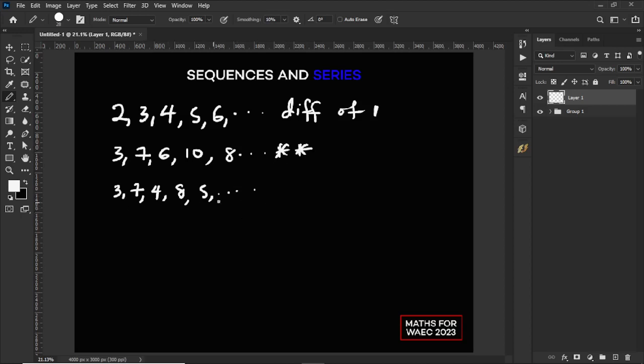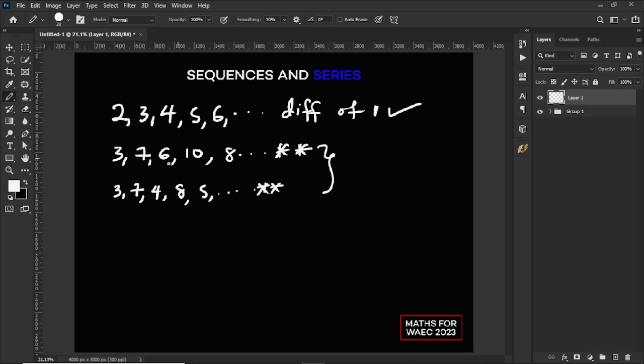Now let's come back to this one. What can you say about this? There's a difference, but it's not consistent either. Okay, let's asterisk this also. All right, you see this now. This is consistent, isn't it? But these ones are not consistent.